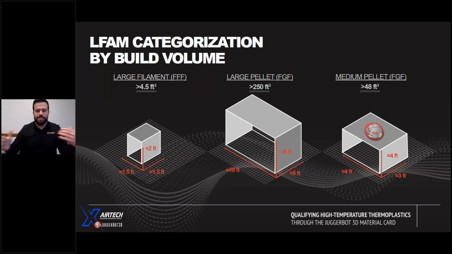So then there's this in-between area, right? And this is actually where we at JuggerBot play with our Tradesman series. Some of you may have heard us refer to it as a medium format industrial 3D printer, because our build volume and other ones in our class are around 48 cubic feet and higher, which is equivalent to 3 feet by 4 feet by 4 feet. So much larger than what you see with large format filament, but significantly less than what you have with some large format pellet based systems.